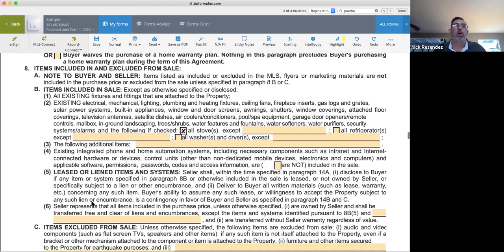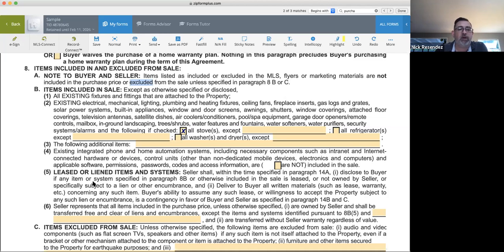Important paragraph. What comes with the house? Items included and excluded from the sale. Very important note to buyer and seller: items listed as included or excluded in the MLS, flyers, or marketing materials are not included in the price or excluded from the sale unless specified below, right? So if you see something mentioned in the MLS or written on a flyer that it's included or excluded, it better find its way into the contract. Otherwise, if it's personal property, it will not be included.